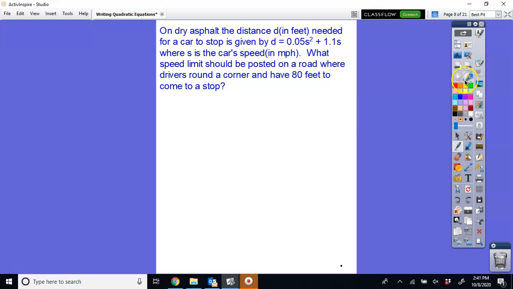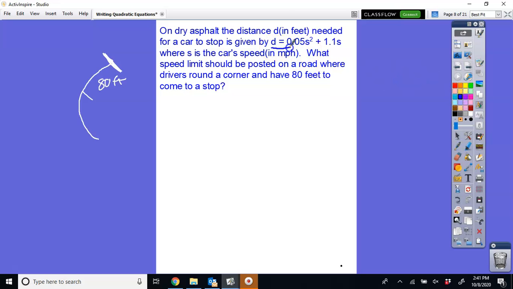Here's another example. On dry asphalt, the distance d in feet needed for a car to stop is given by d equals 0.05 s squared plus 1.1 s, where s is the car speed in miles per hour. What speed limit should be posted on a road where drivers round a corner and have 80 feet to come to a stop? So as the drivers come around this corner of maybe a mountain road, there's a stop sign right here, and they come around this corner. This right here to this right here is 80 feet. That's all they have to stop.